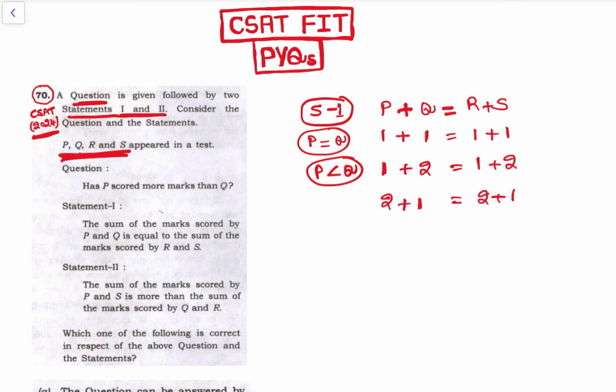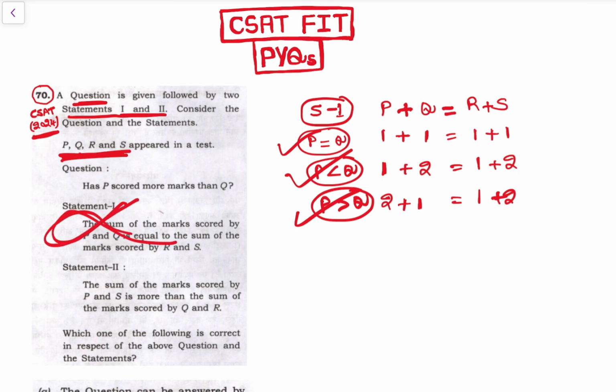R also scored reverse, or we can take it like this. Okay, so just take 1 plus 2. Okay, so here P is scoring more marks than Q. So all possibilities are there. That is, P can score equal marks, P can score less marks and P can score more marks than Q. So by using statement 1 alone, we cannot say whether P scored more marks than Q or not.